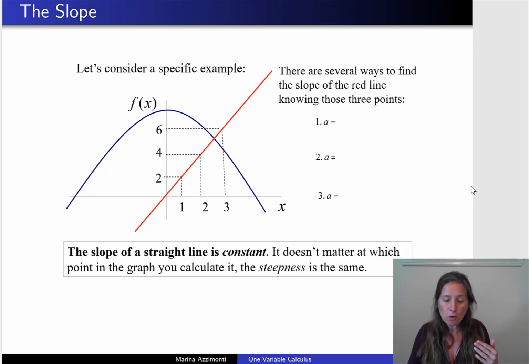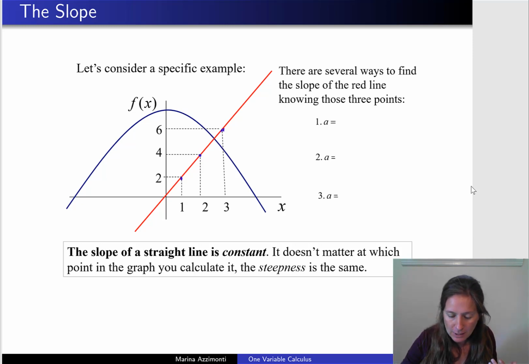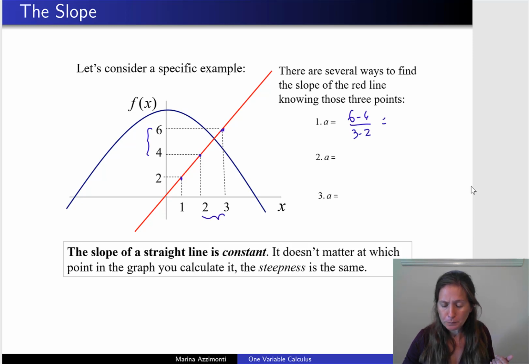Let's say we are focusing on the red line, and the red line is representing your cost function, and we know that this red line passes through 3 points: (1, 2), (2, 4), and (3, 6). And you're being asked about the marginal increase in cost when you change production. So we saw how to compute this. Basically, all you need is 2 out of these 3 points to compute the slope. For example, we can do the change in y, 6 minus 4, over the change in x, 3 minus 2. And this is basically going to be 2.